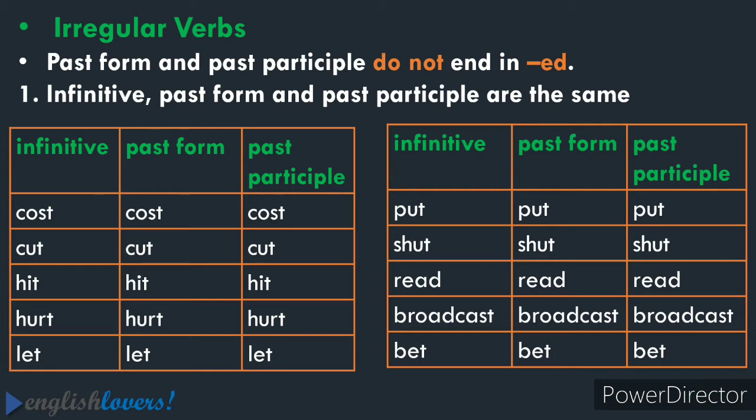Next is broadcast, broadcast, broadcast. Broadcast is sending out something by radio or television. Next is bet, bet, bet. Bet means to challenge somebody. So this is the first case where infinitive or base form, past form and past participle, the three major forms, are the same.